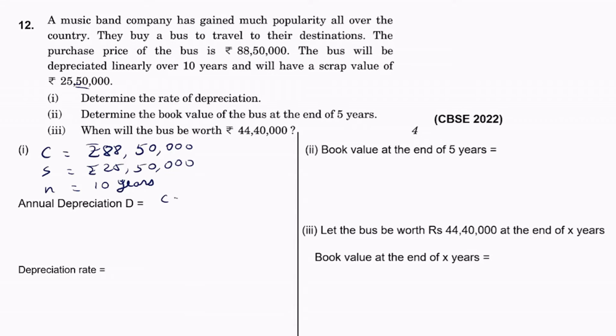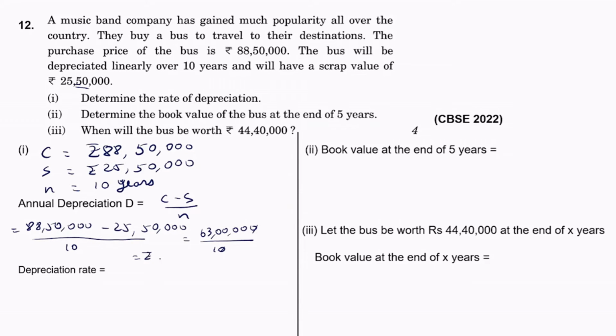Annual depreciation D is given by C minus S upon n. So it is 88,50,000 minus 25,50,000 upon 10. So this is 63 lakhs upon 10, or it is rupees 6,30,000. So this is the annual depreciation D.